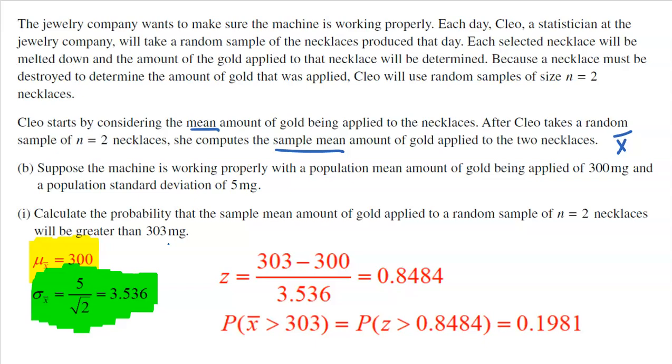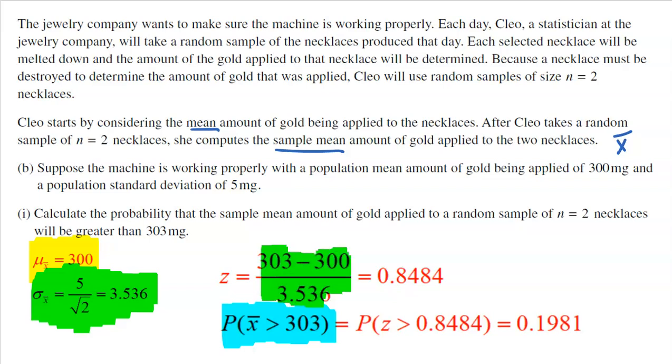All right, now what about the shape? Well, of course, the shape of that sampling distribution will be normal because the population of the amount of gold is already normal, so even a sample size of 2 will still follow that normal distribution. So now they want me to figure out the probability that the mean amount, X bar, is greater than 303 milligrams. All I have to do is get the z-score for 303 milligrams.